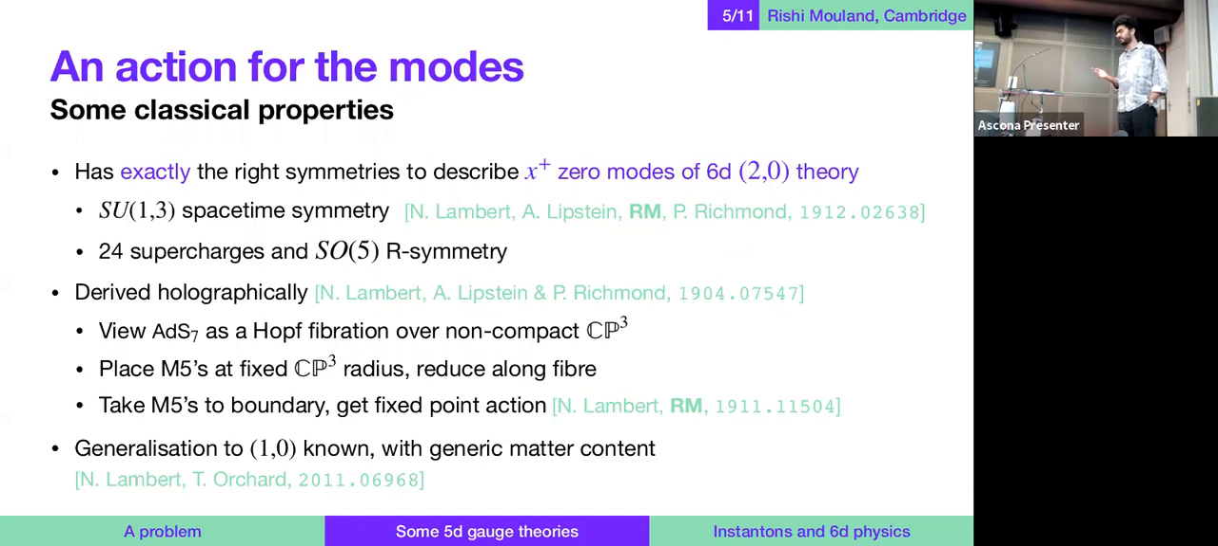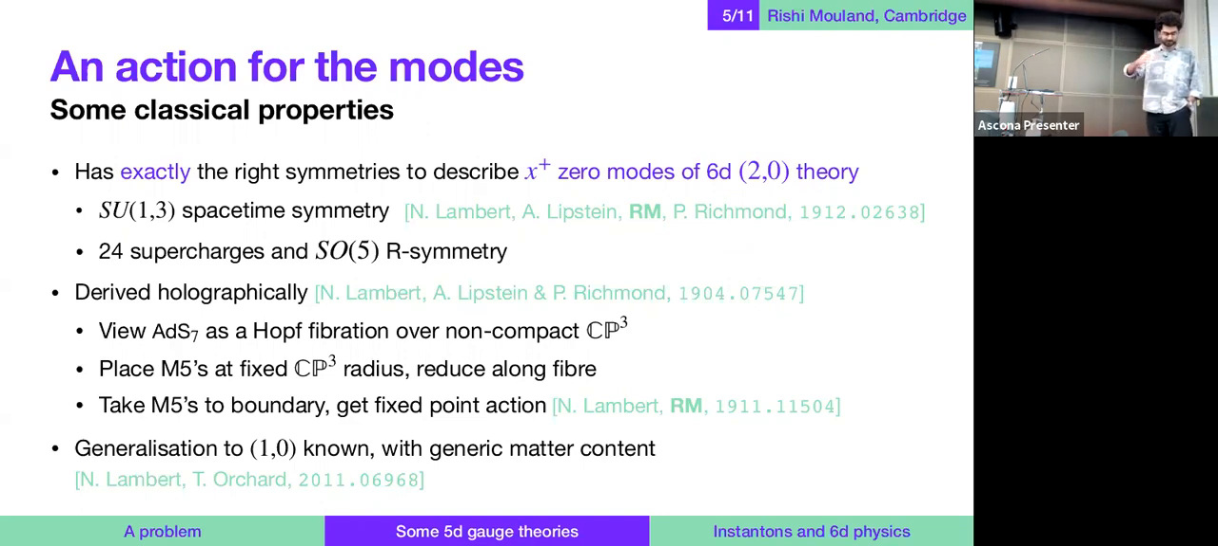Now, holography is in the title of this conference, so I'll say where this theory comes from. It wasn't just plucked out of thin air. The point is, if you go to the bulk and you view AdS7 as a circle fibration over CP3, put a bunch of M5 branes at fixed CP3 radius and reduce on the fiber, you get down to a 5d Yang-Mills-like model. And then the really non-trivial step, although even getting to there is kind of non-trivial, is taking those M5 branes to the boundary.